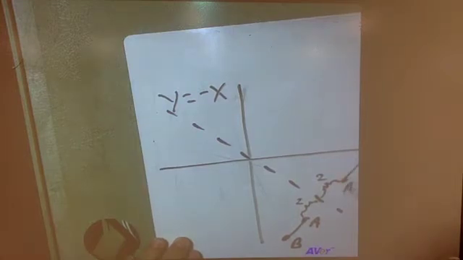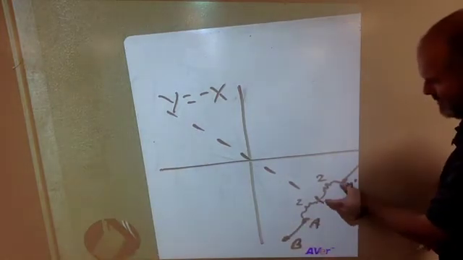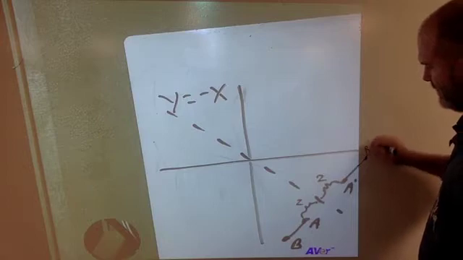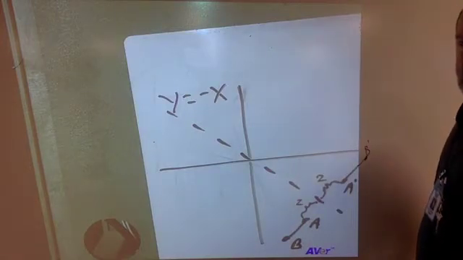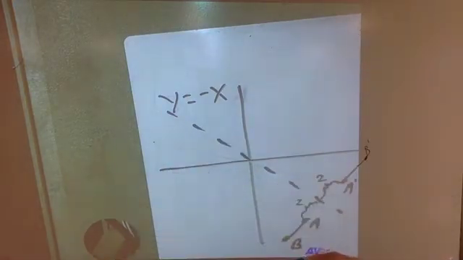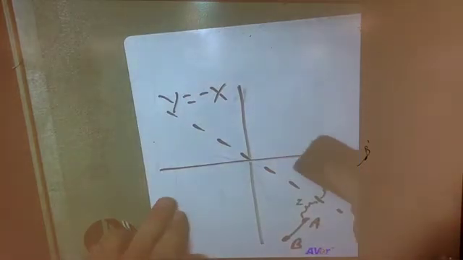Would this be A prime or would this be B prime? It would be A prime, because A was a distance of 2, A prime is a distance of 2. This would be your B prime up here. All right, so not so bad. Just remember, you can reflect across the diagonal. Just don't crisscross your points.